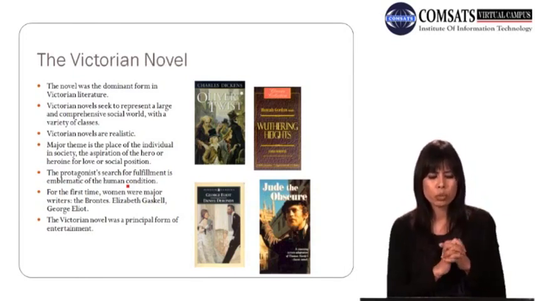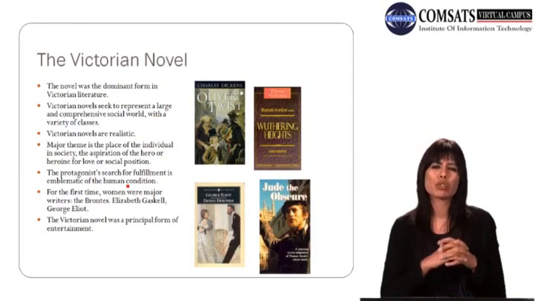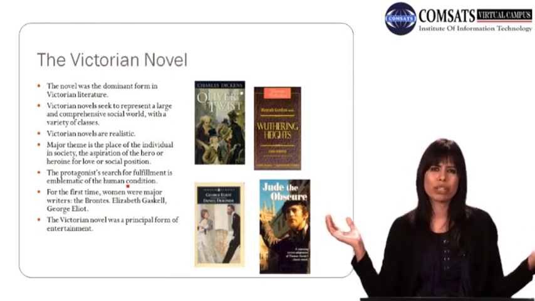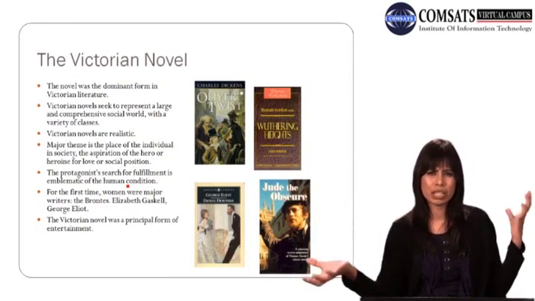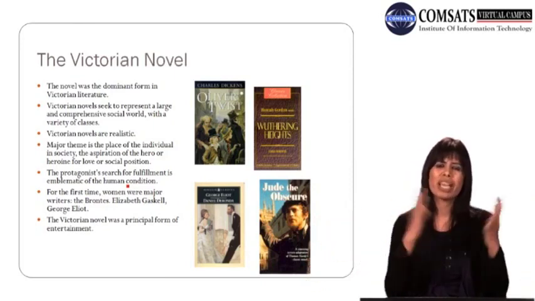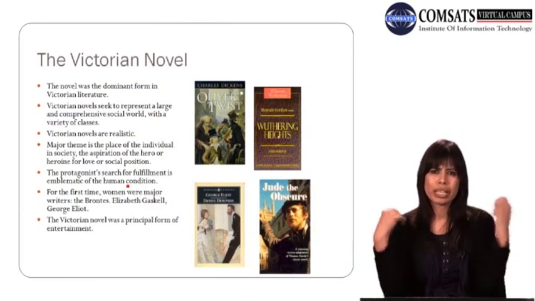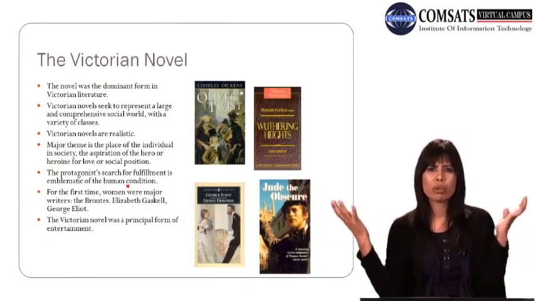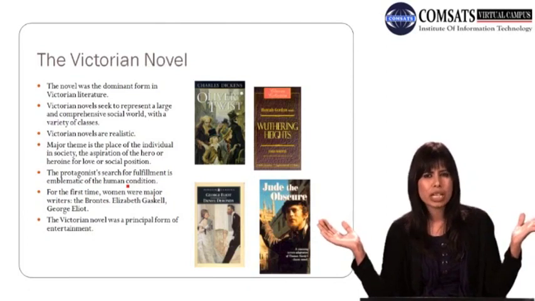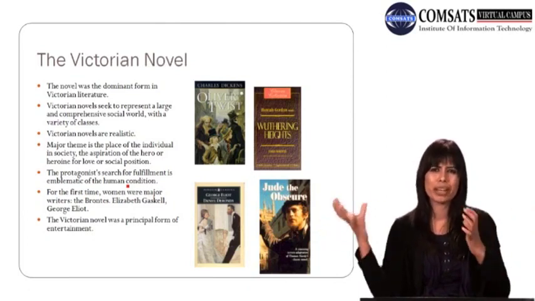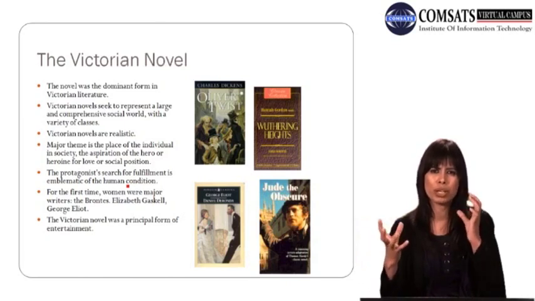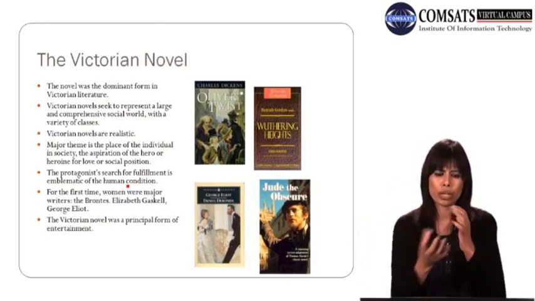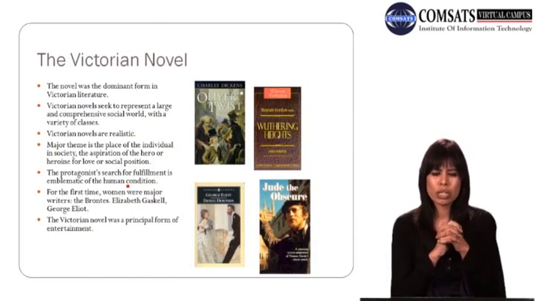Okay, the Victorian novel was a principal form of entertainment. So the Victorian novel is not meant to create anxiety among the people. This is a form of entertainment in order to give people relief from what is happening in the society, in order to provide them rest, or you can say a peaceful environment where they can enjoy. Okay, so basically these were some of the themes.